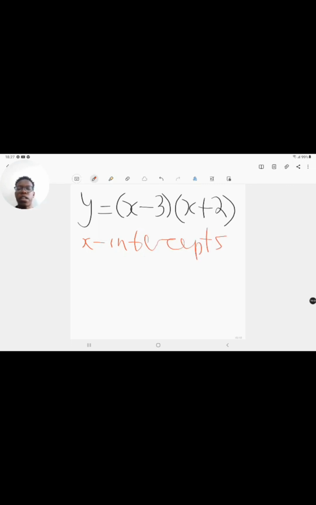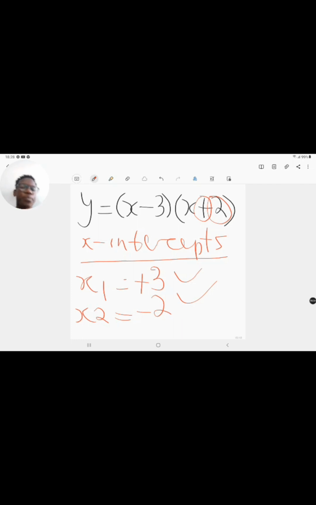What you will be able to tell me is that x1 will be, that sign is negative there, that number is 3. So you take the opposite sign, that's going to be plus, then you take the number, that's 3. And then x2 is going to be, that sign is a plus there, and that number is a 2. So these are your x-intercepts.